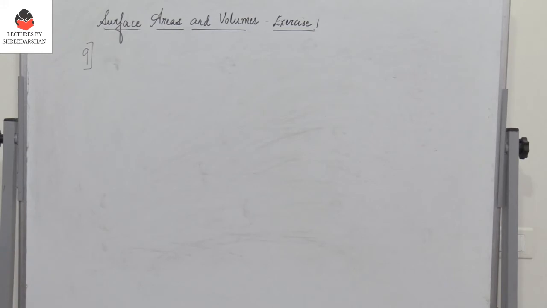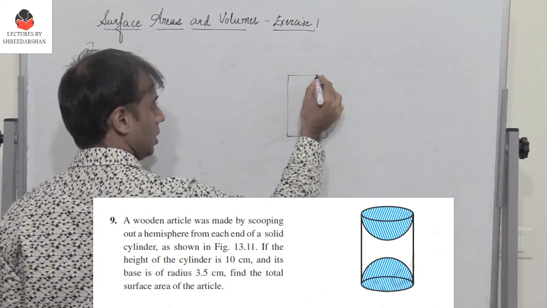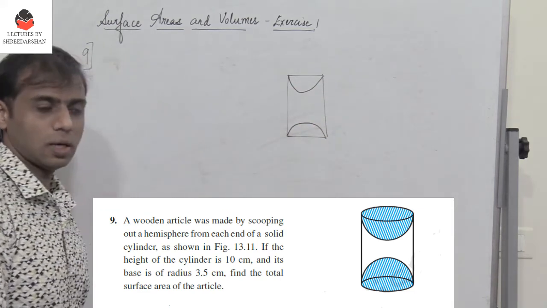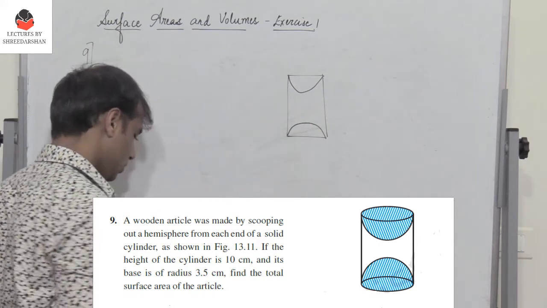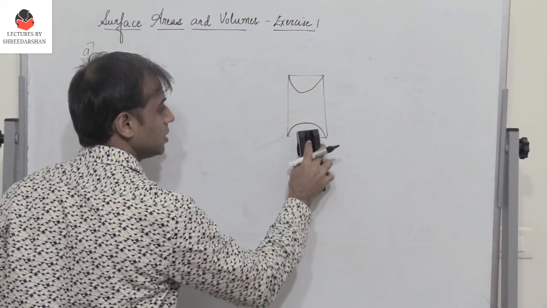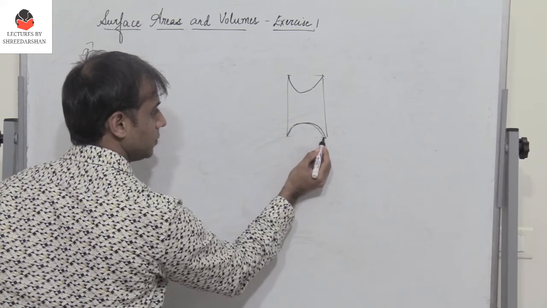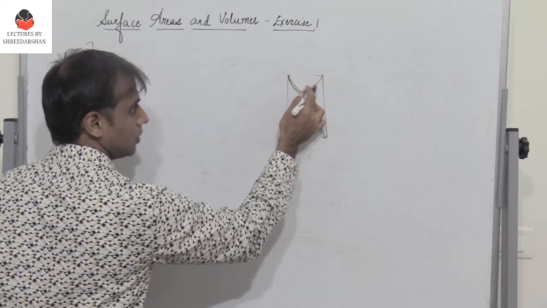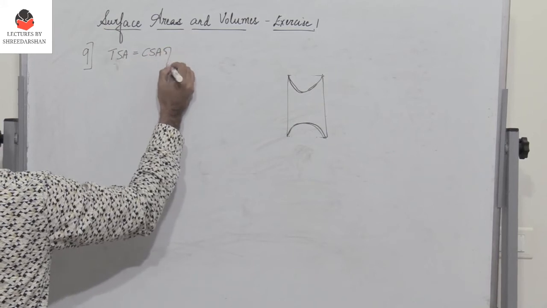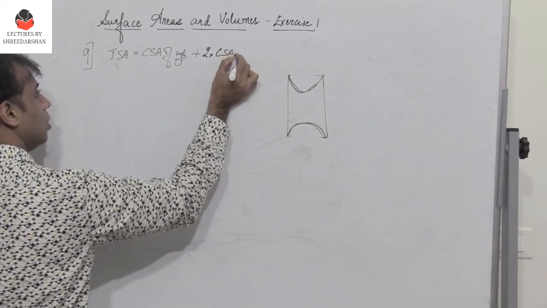Problem 9: a wood article is made by scooping out a hemisphere from each side of a solid cylinder. So this is a solid cylinder here, and a hemisphere on each side is scooped out. So this is a wooden article here. We need to find the total surface area. The total surface area is the curved surface area of the cylinder plus the curved surface area of this hemisphere and the curved surface area of this hemisphere. So the total surface area is the curved surface area of the cylinder plus 2 times the curved surface area of the hemisphere.